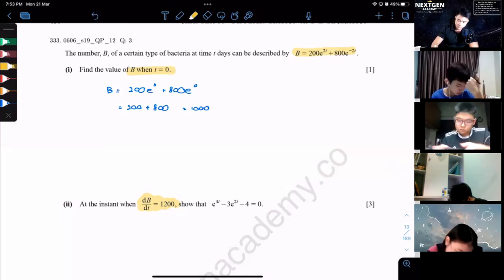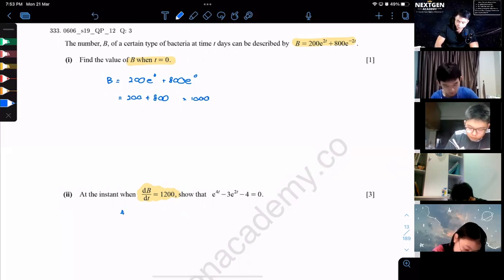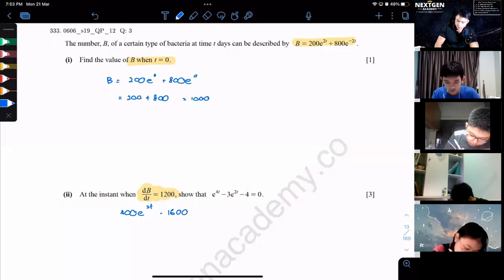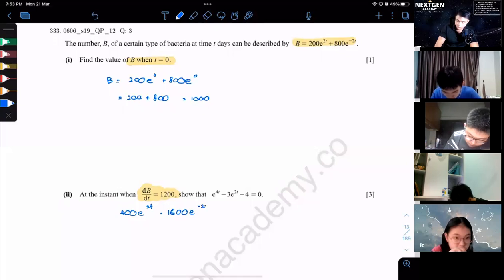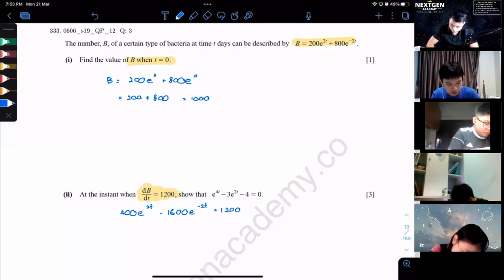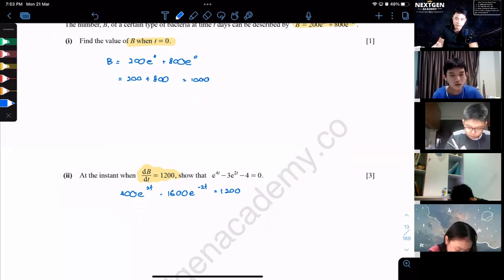Okay, so how do we do this? B equals to 200 e2t. Let's find what's dB over dt first. dB over dt would be 400 e2t minus 1600 e negative 2t equals to 1200. I see where this question is going already. We need to use a bit of knowledge on indices. They want it in power 4, right? In power 4. So I have a negative 2t.